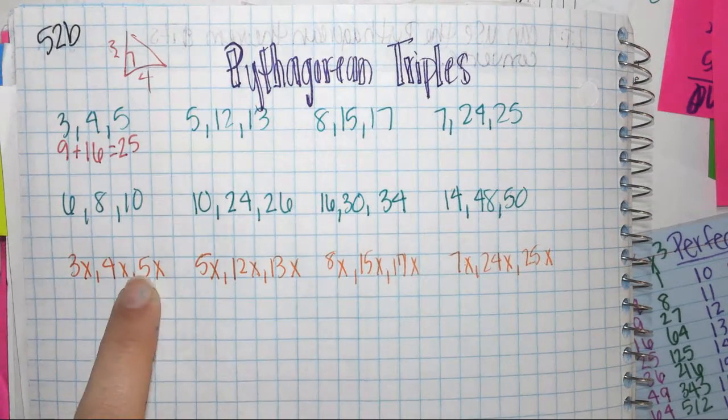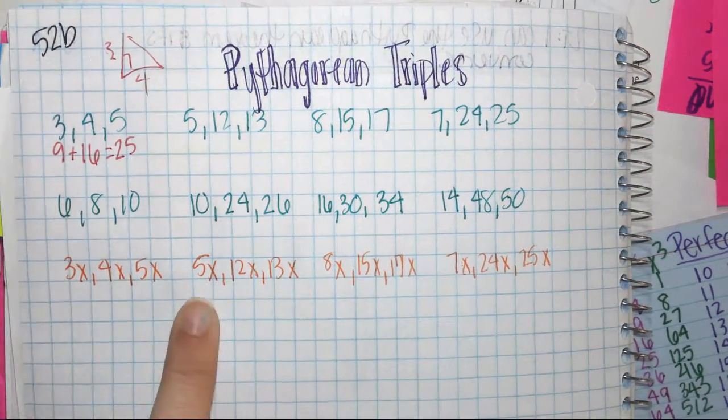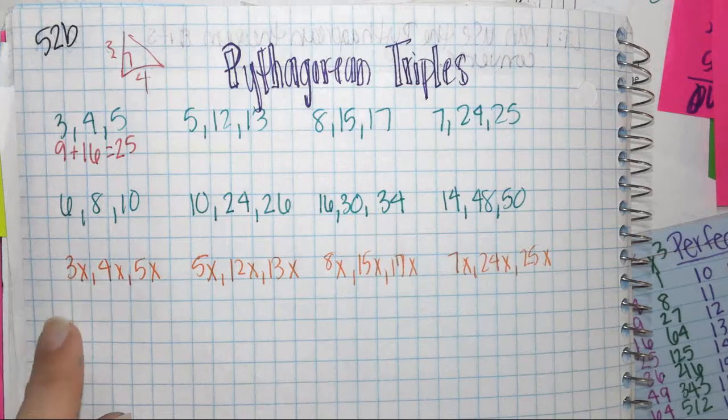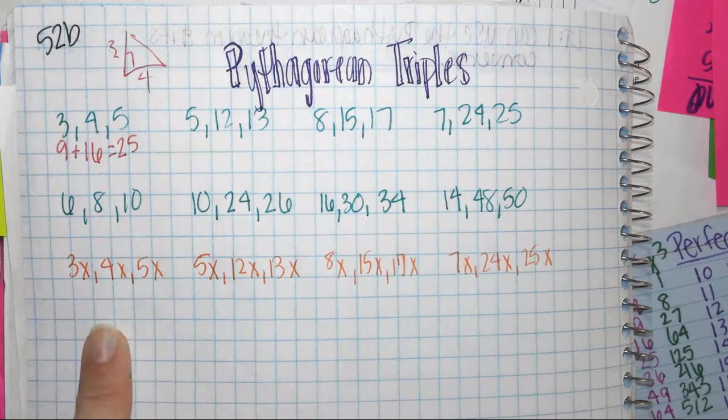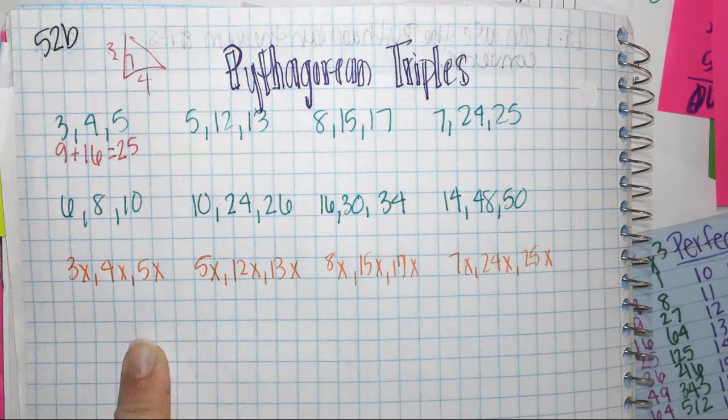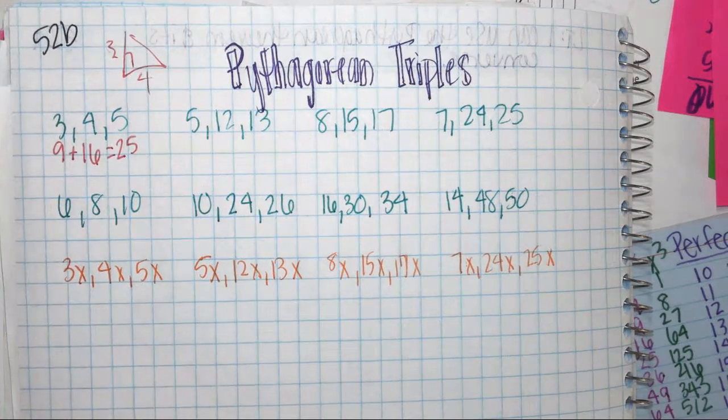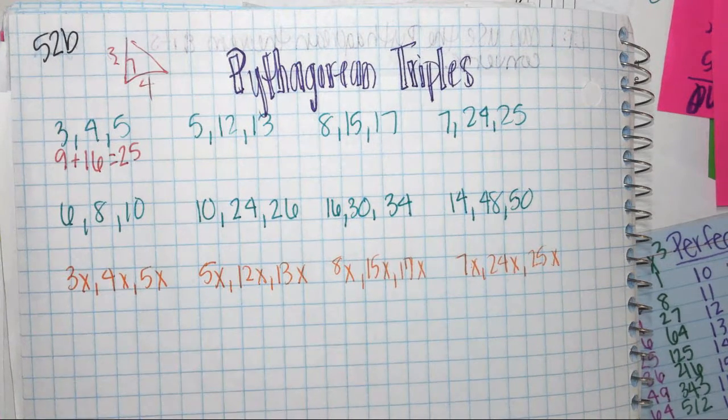Or a combination of 3x, 4x, 5x. So if I plug in 4 right here, 3 times 4 is 12, 4 times 4 is 16, 5 times 4 is 20. That's a triple. Do we do the 6, 8, 10, x is 2?